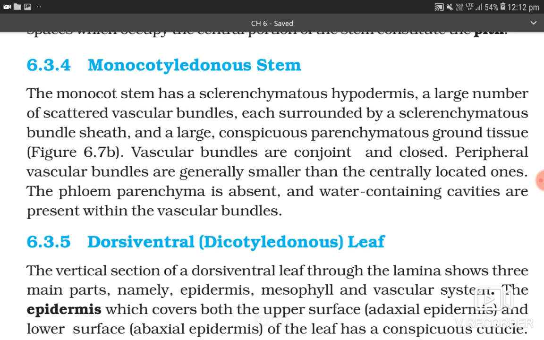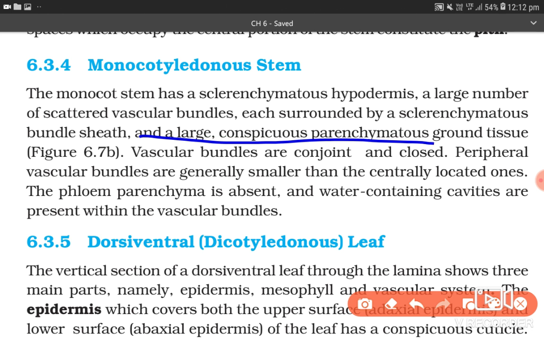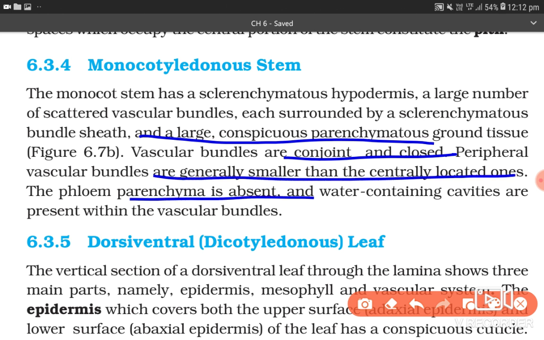6.3.4 Monocotyledonous stem. The monocot stem has a sclerenchymatous hypodermis, a large number of scattered vascular bundles, each surrounded by a sclerenchymatous bundle sheath, and a large conspicuous parenchymatous ground tissue. Vascular bundles are conjoint and closed. Peripheral vascular bundles are generally smaller than centrally located ones. The phloem parenchyma is absent and water-containing cavities are present within the vascular bundles.